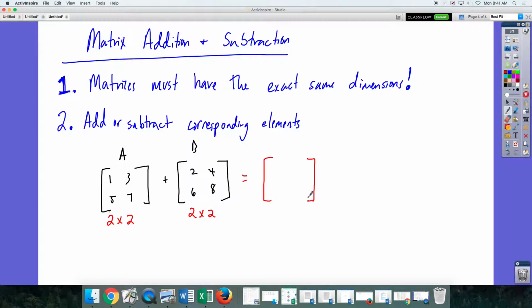A 2 by 2, right? It's a 2 by 2. Exact same dimensions. When you add or subtract, everything's going to have the exact same dimensions. So if we add a 2 by 2 to a 2 by 2, we should get a 2 by 2. Okay?